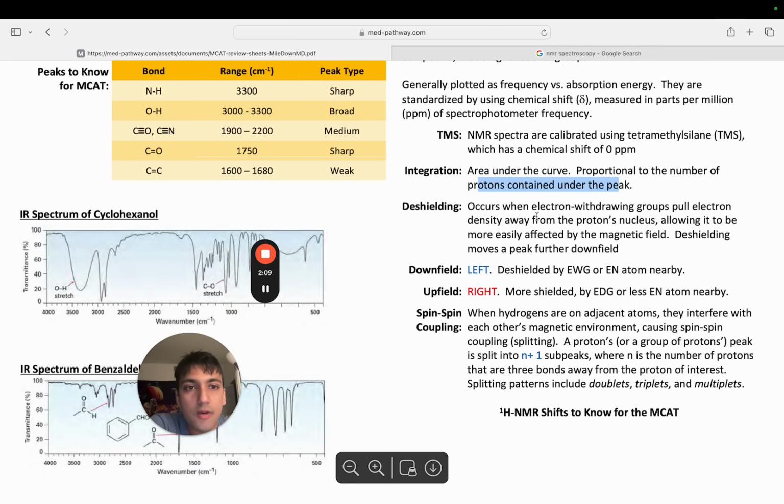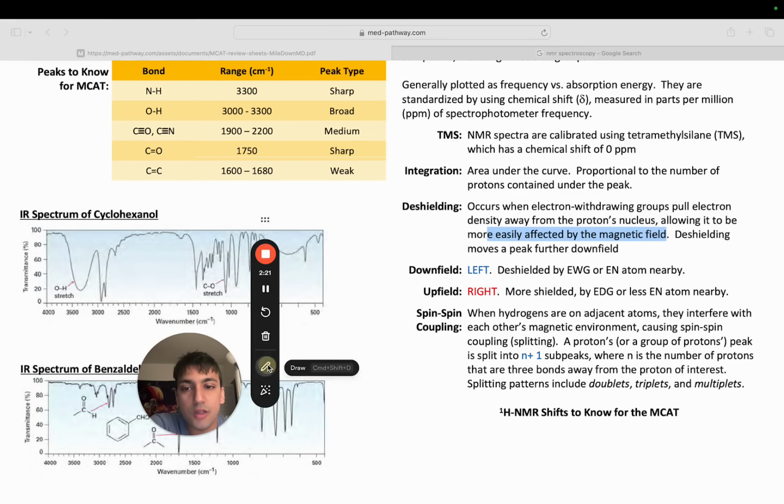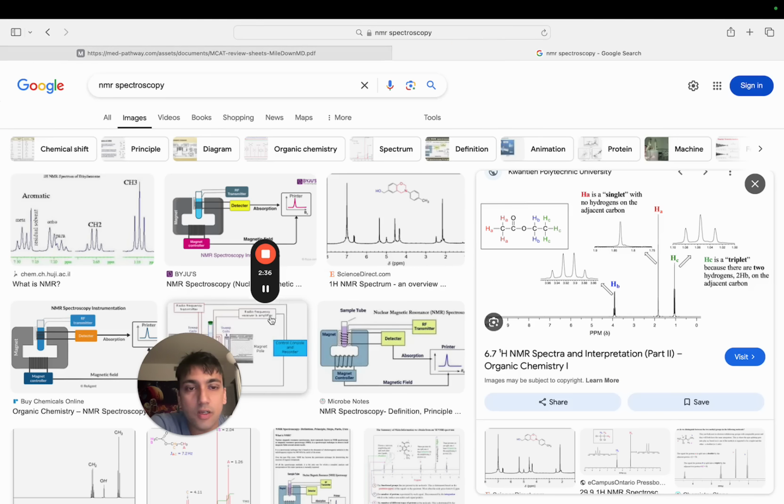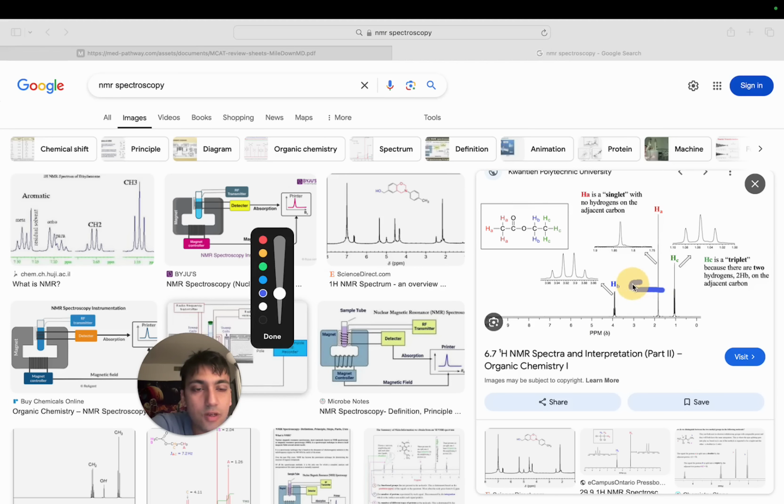Okay, now we have deshielding. Deshielding occurs when electron withdrawing groups pull electron density away from the proton nucleus, allowing it to be more easily affected by the magnetic field. Now it's very important that you understand that electron withdrawing groups are going to make the peak further downfield. Downfield means left, and deshielded by electron withdrawing groups are electronegative atoms nearby. That shifts this left. So let's go back to our diagram. In our example, if we see electronegative or electron withdrawing groups, then it's going to shift it to the left. And so that should kind of make sense.